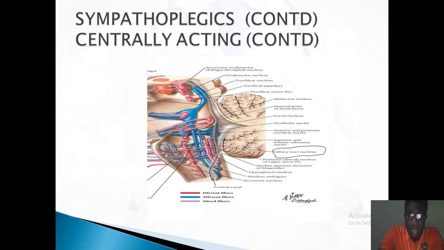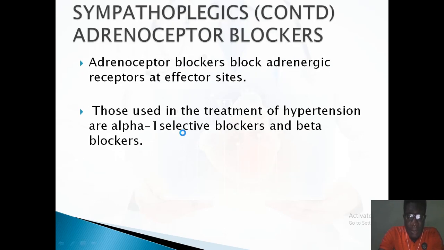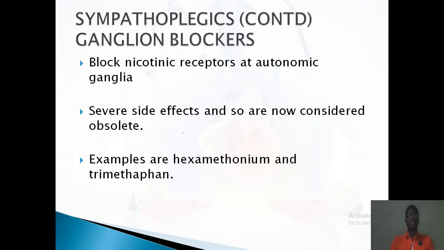So let's go back to our slide. Yeah, so this is it. I've already explained it. They block nicotinic receptors at the autonomic ganglia. Because of their severe side effects, they are now considered obsolete. Obsolete, that's not a big word. It means they are no longer used, or they are rarely used, rather. Examples are hexamethonium and trimethaphan. You don't really need to know much about this because, like it said there, they are rarely used.